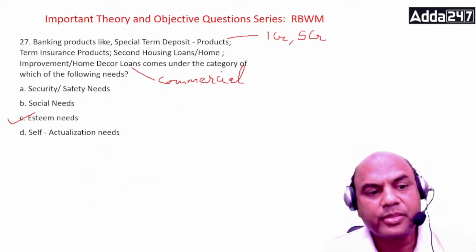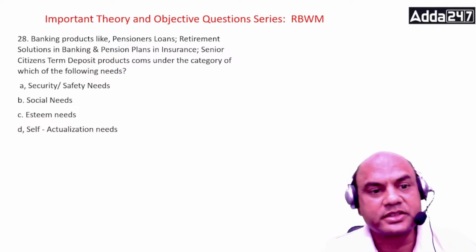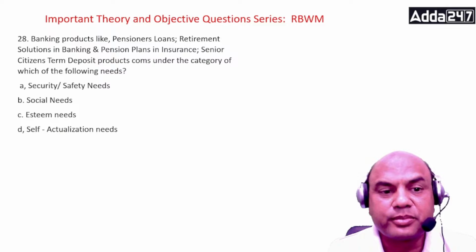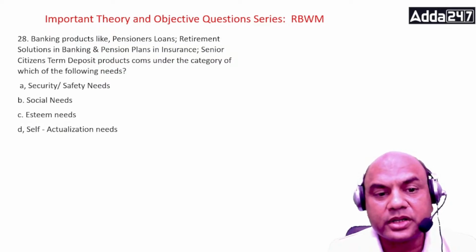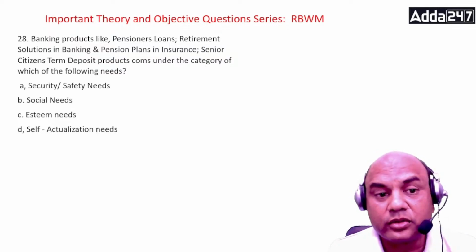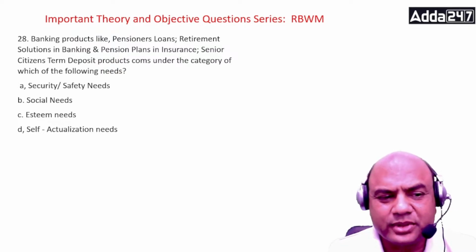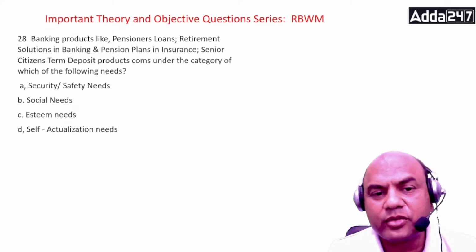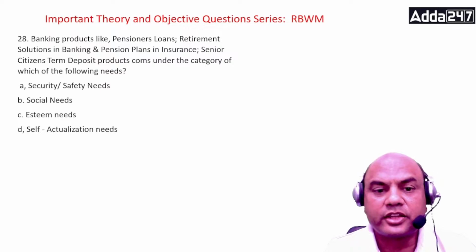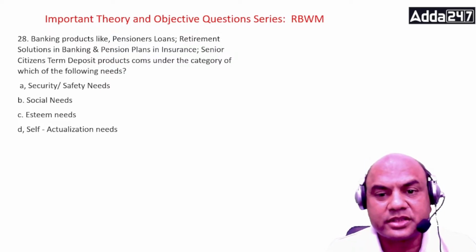Okay. So esteem needs. Next, banking products like pensioners loans, retirement solutions, pension plans in insurance, senior citizens term deposit products come under the category of which of the following needs. Now look at this: retirement solutions, pension plans. Now this is quite simple, isn't it? It will come for which category? Everyone answer this. Comment section. Fast. This will come under which category? Fast, fast, fast.